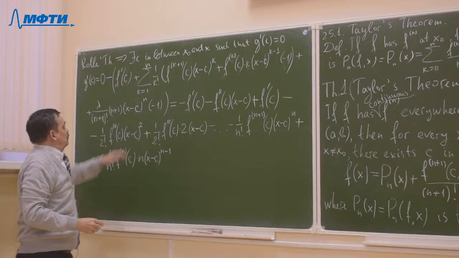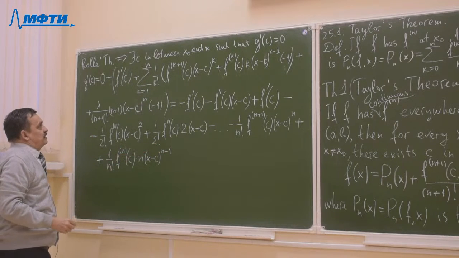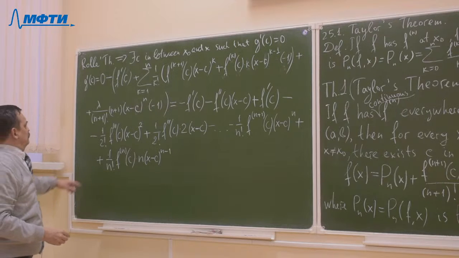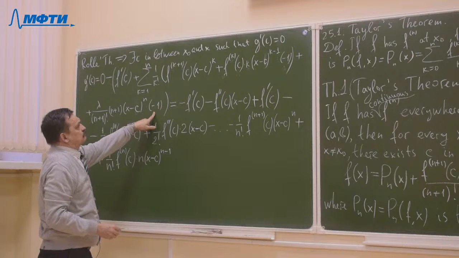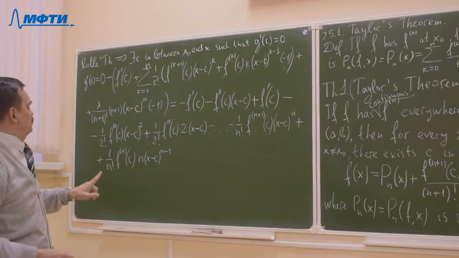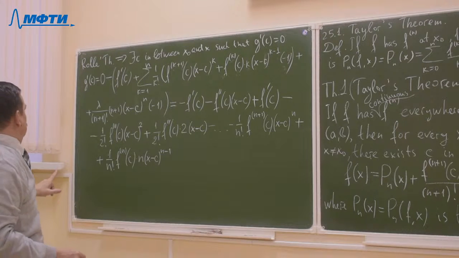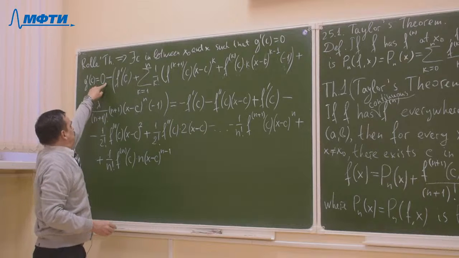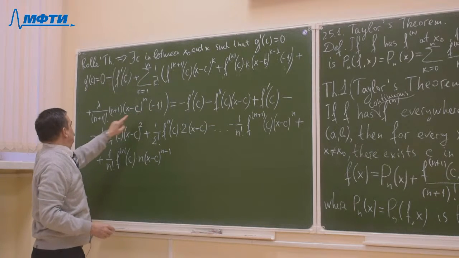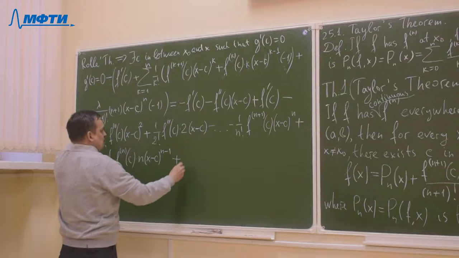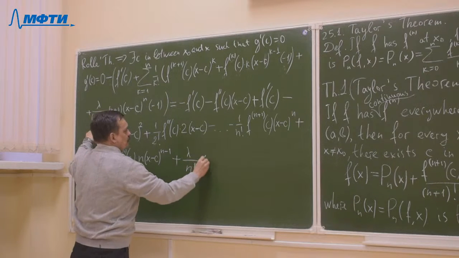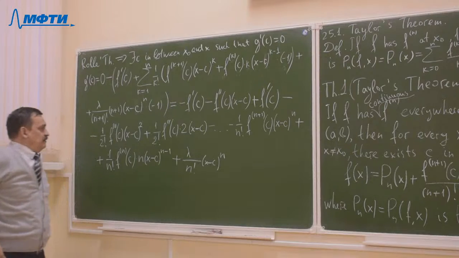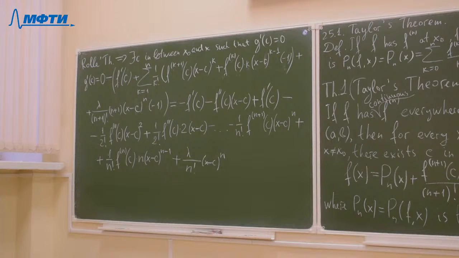So all terms of that sum are written here explicitly, and now the very last term. Minus is here, so minus gives plus lambda over, okay, we may cancel n plus 1, n factorial, (x minus c) power n. That's it. So that is the derivative of the function g at a point c.